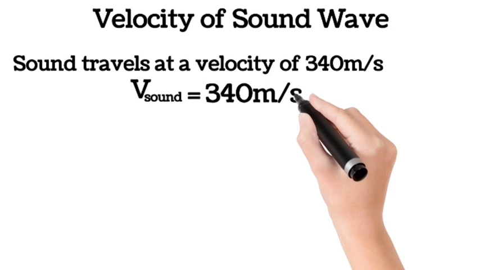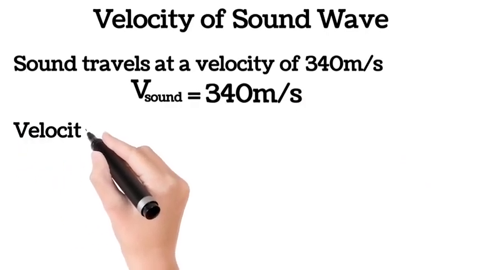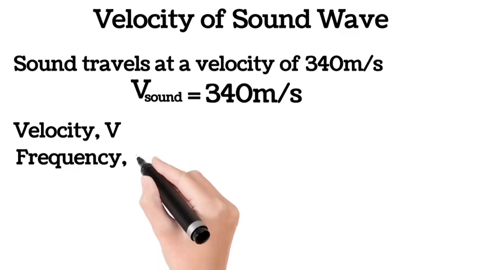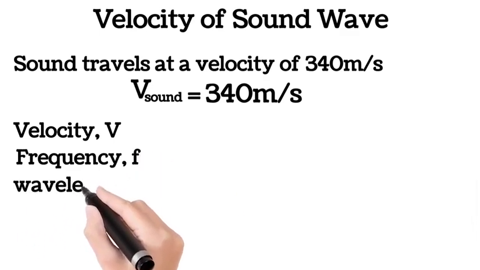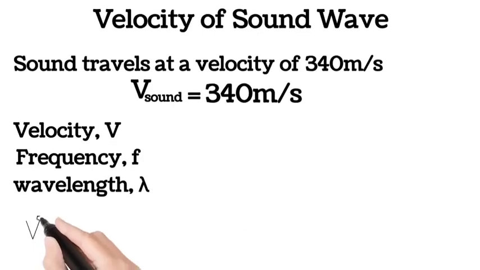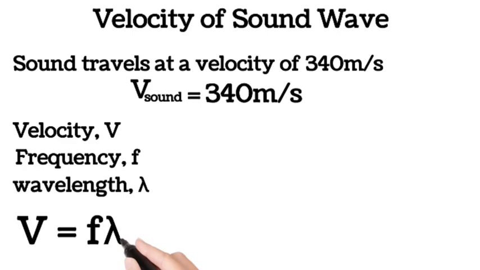Since sound is a wave, recall that if we have the velocity of a wave as velocity V, frequency F, and wavelength lambda, the symbol for wavelength is lambda. These three quantities have a relationship, and the relationship is velocity is the product of frequency and wavelength. So hence we have V equals F lambda.